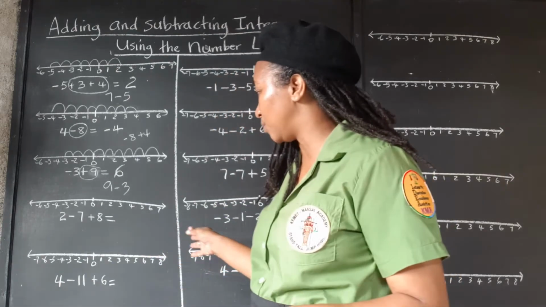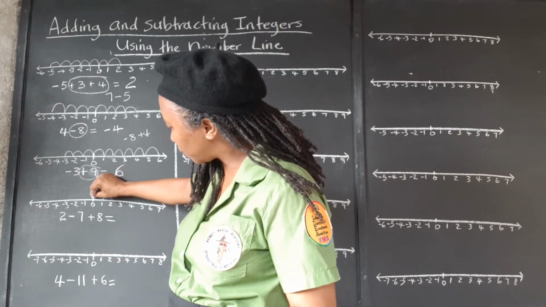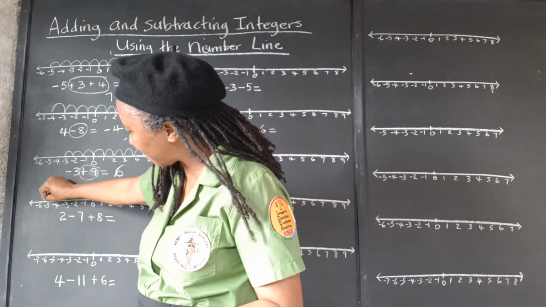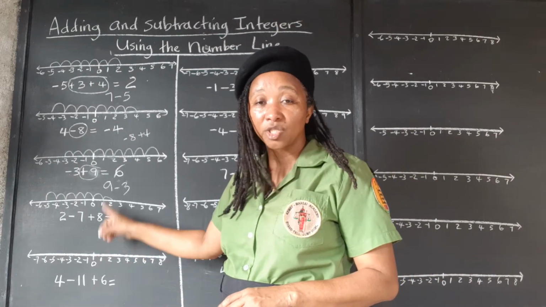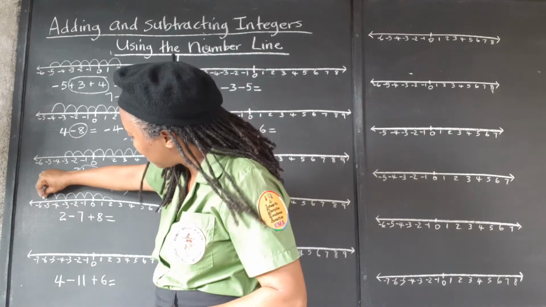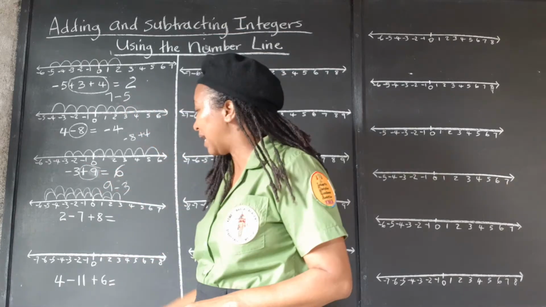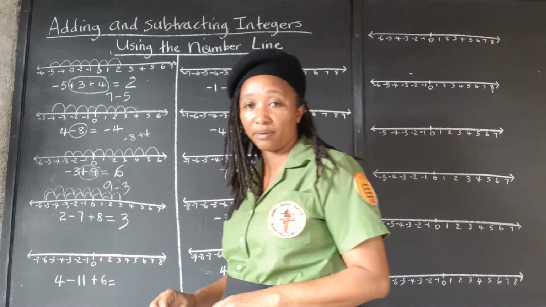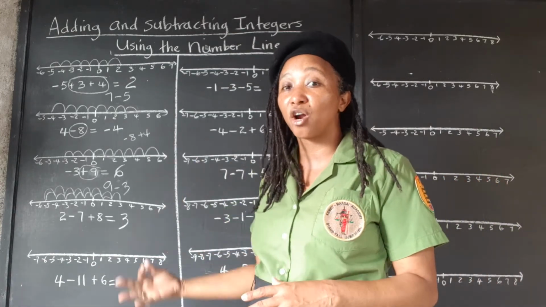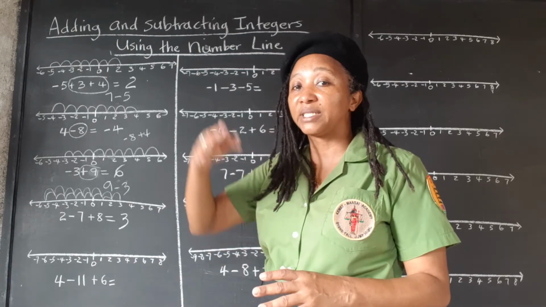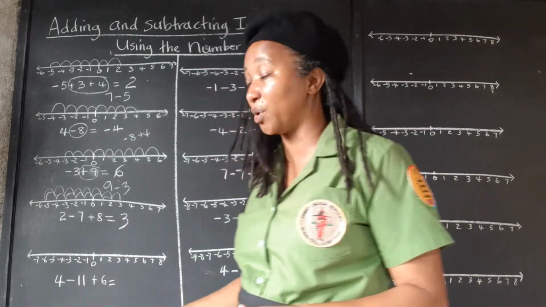Alright, so let's say now we're starting at 2. We're taking away 7, so we're moving 1, 2, 3, 4, 5, 6, 7. Takes us to negative 5. And then now we're going to add 8. So from the negative 5, we're adding 8. 1, 2, 3, 4, 5, 6, 7, 8. That takes us to positive 3. Right? So if we start with a negative number and we're adding a bigger positive number, it's going to take us past 0 over into the realm of the positive numbers.